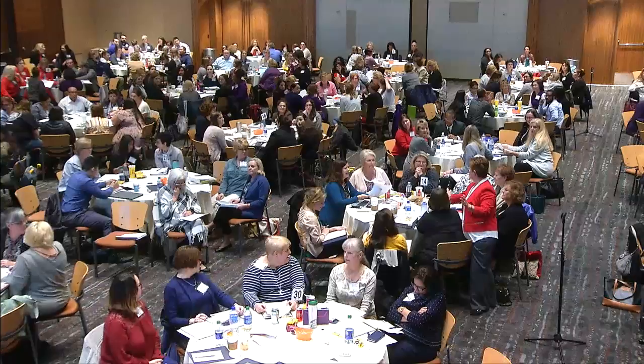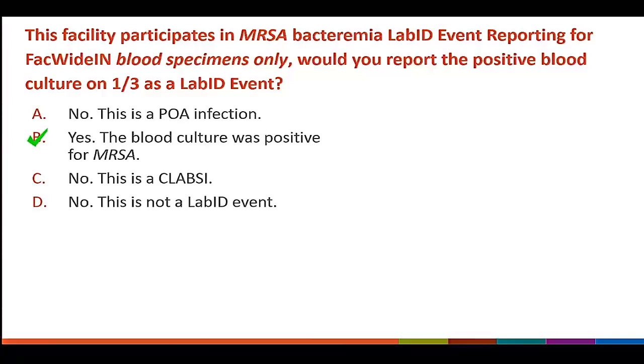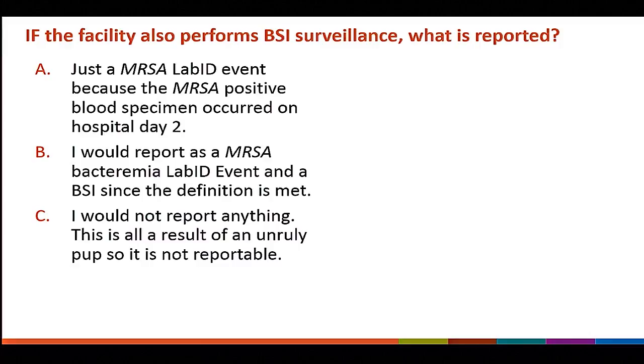So table 14 says B, and they are correct. Yes, the blood culture was positive for MRSA, and here's the rationale. The positive MRSA blood culture is the first positive for the patient and location. Okay. If the facility also performs BSI surveillance, what is reported?